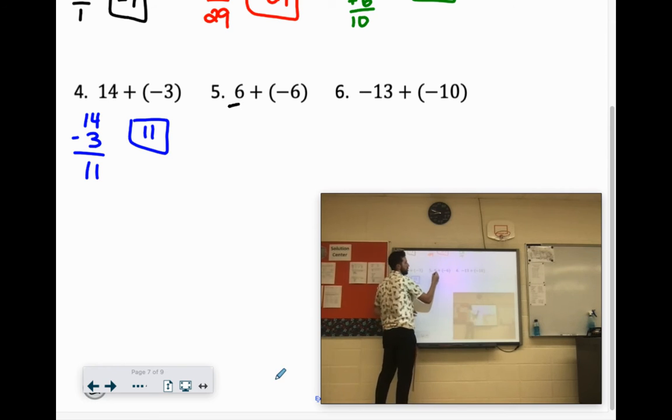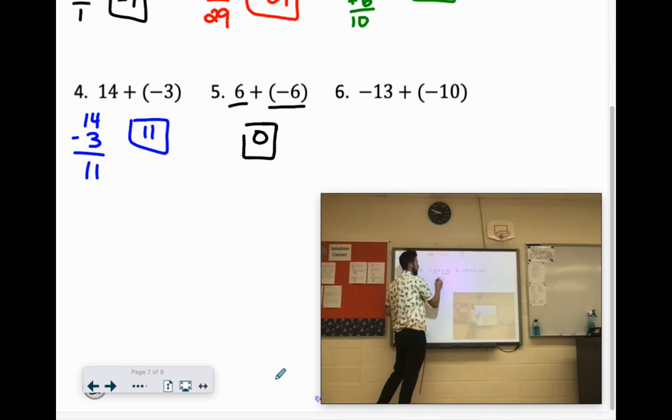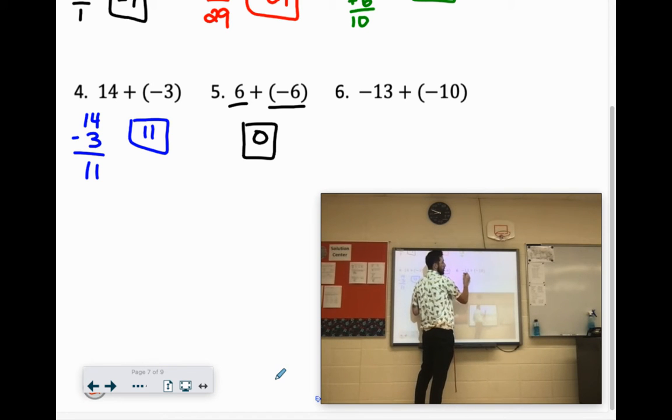I have $6. I owe someone $6. After I pay them the $6, I have $0 left. Those are opposites, they cancel each other out. These are both negative, so just add them together and keep it negative. 13 plus 10 is 23, so negative 23.